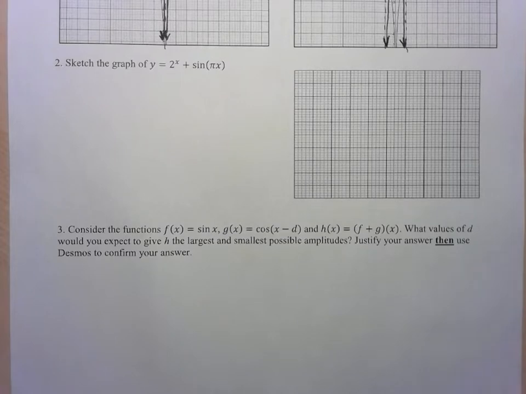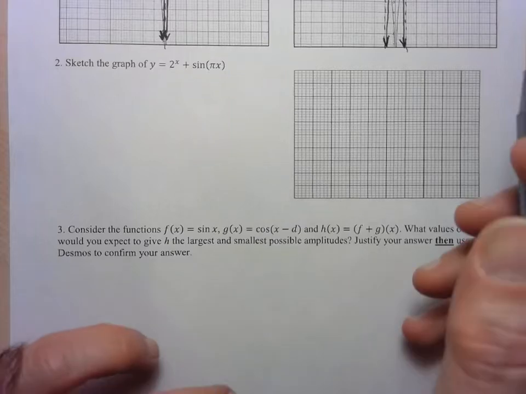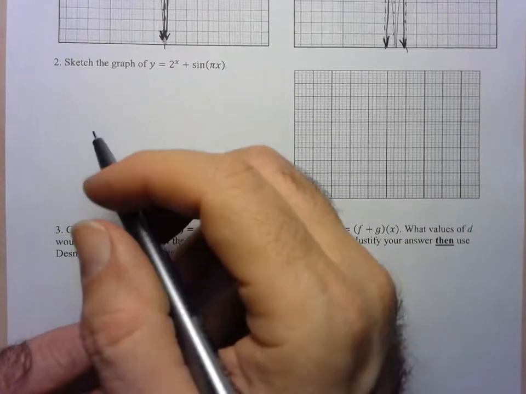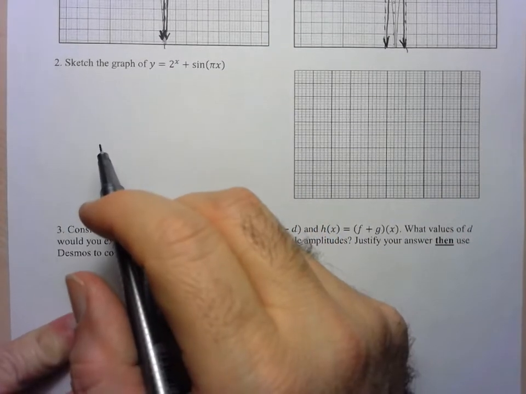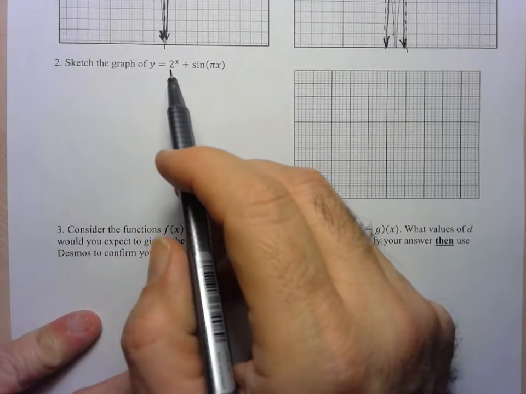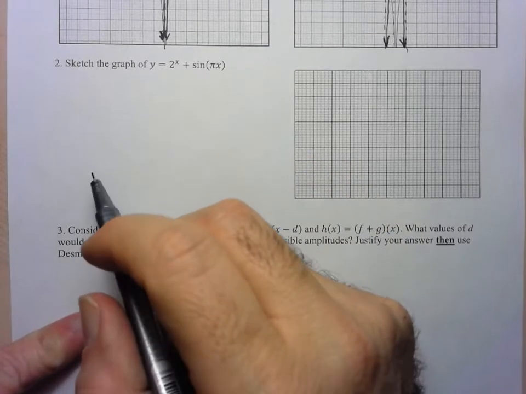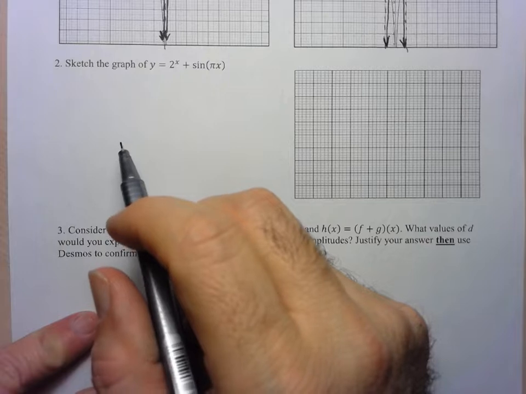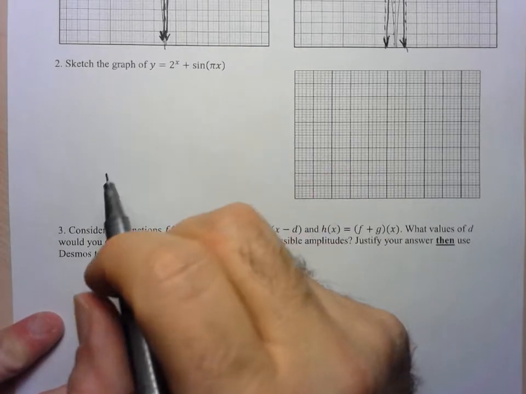Hi folks, we're going to take a look at Unit 6, Lesson 4, Number 2. And here we're again sketching the graph of a combination function. Here we're adding two functions together, except we're not given the graphs of the individual functions, so we have to figure out what this is going to look like.